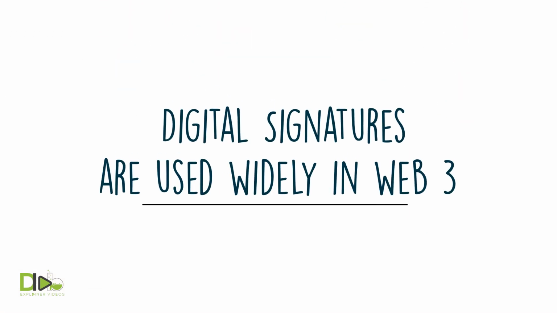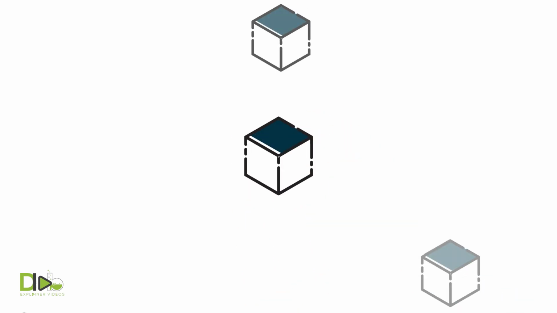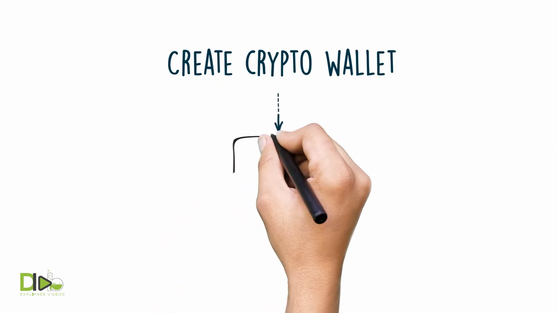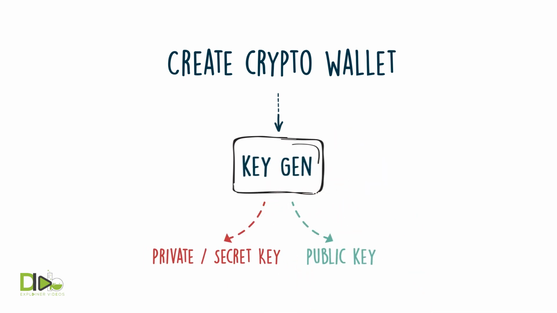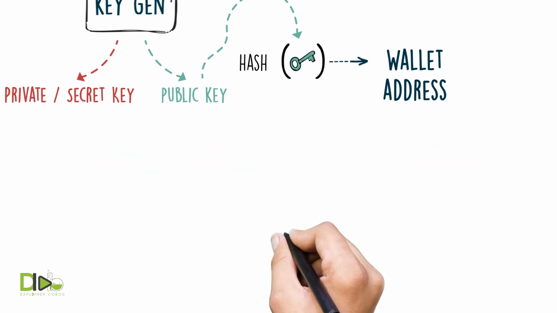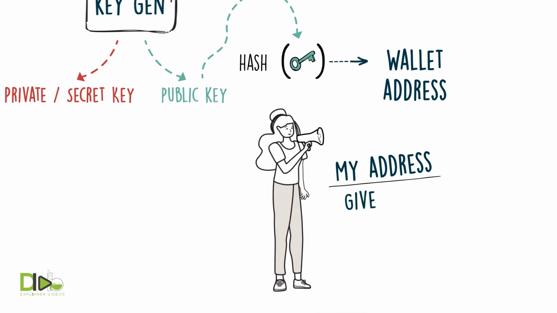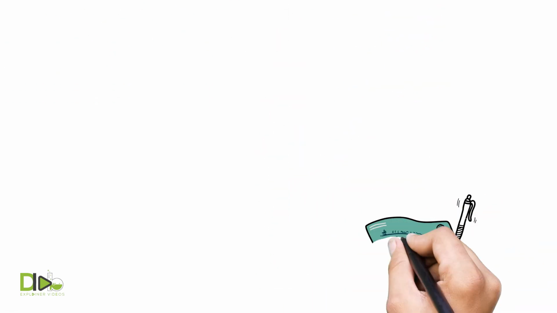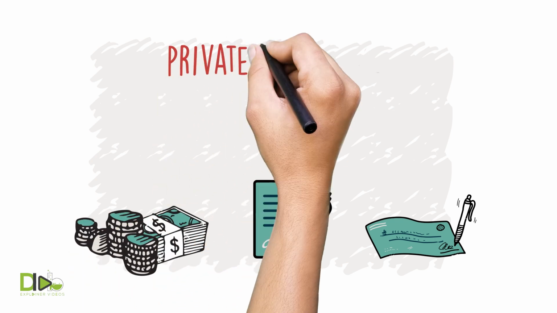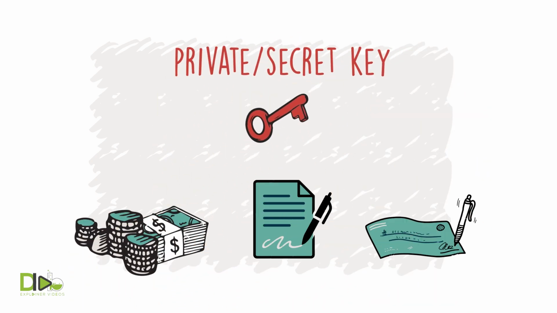Digital signatures are widely used in Web3. Recall, a Bitcoin wallet is just a key pair. You keep the secret key and you send out the hash of the public key as your wallet address for others to send money to you. If you wanted to send money from your wallet to someone, you would need to sign the transaction with your secret key to prove that you authorized it. It's a bit like signing a check.